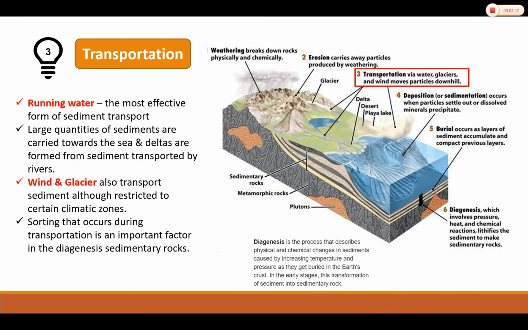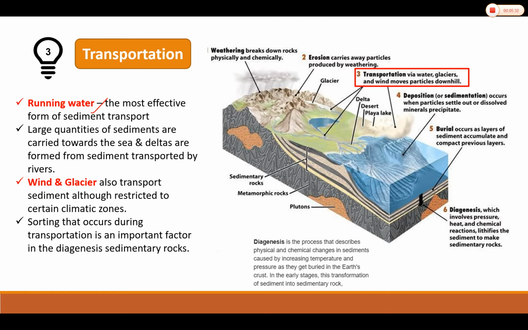Then again, that sediment will be transported from one place to another place, but how they are transported is actually by the transportation agent. We call it a transportation agent. Obviously, for example, we have the running water. So this is the most effective form of sediment transport. It can carry a large quantity of sediments, depending on its velocity, the speed. If there are any obstructions in between the process of movement, then the velocity will decrease.